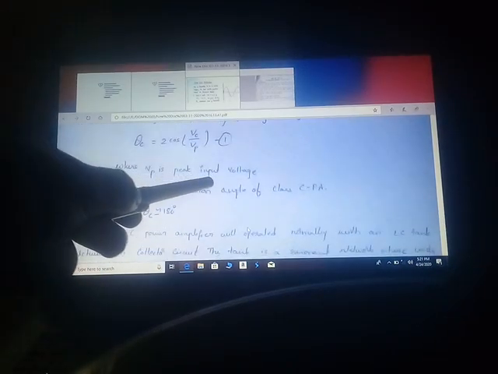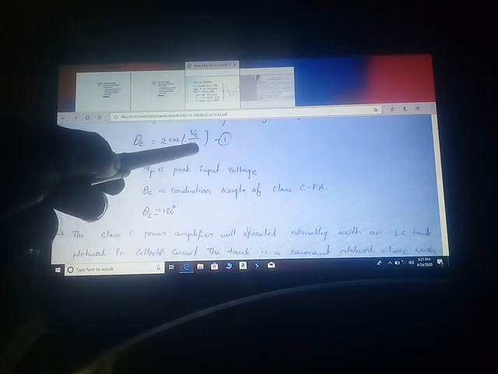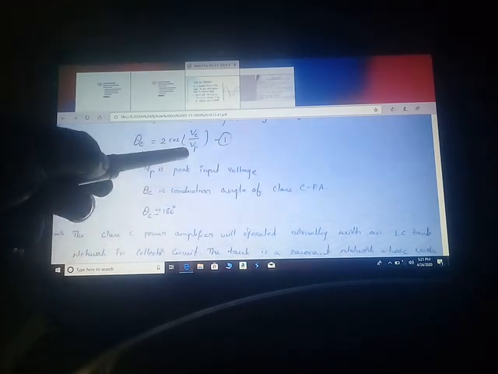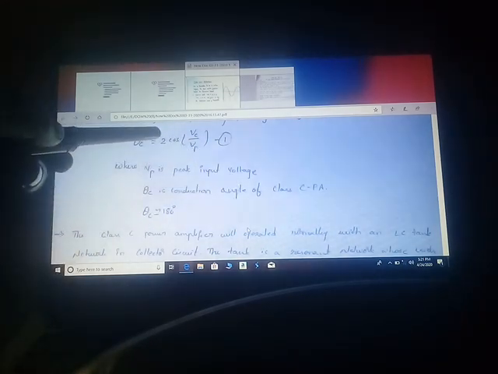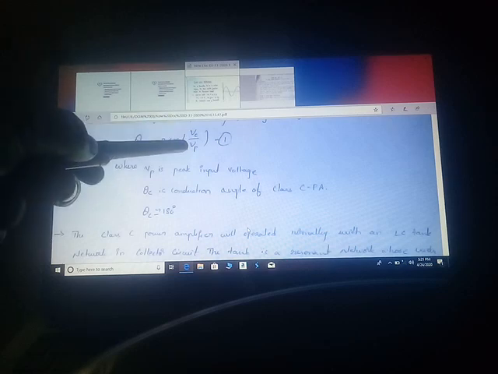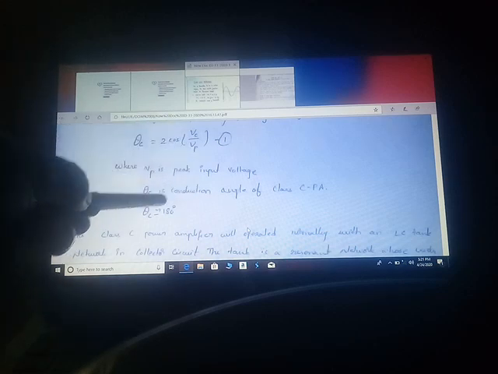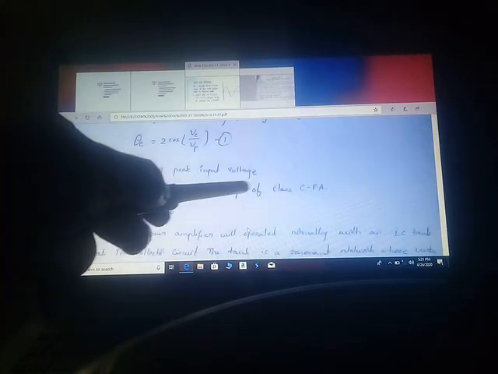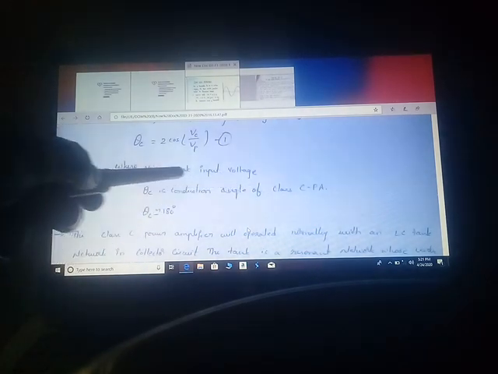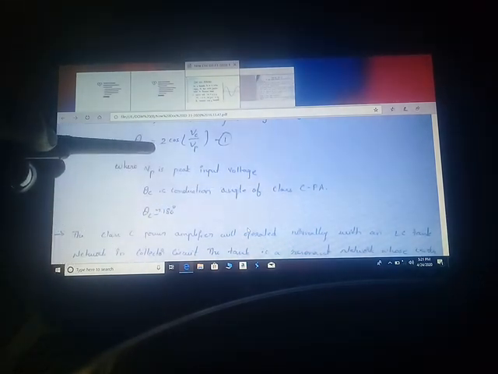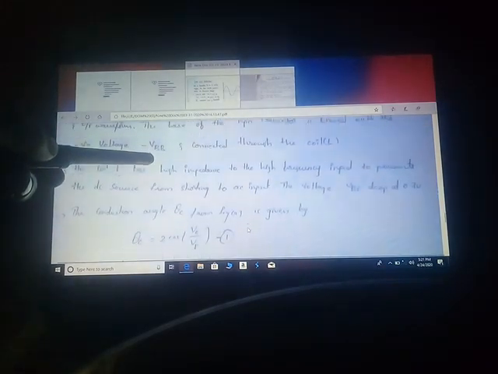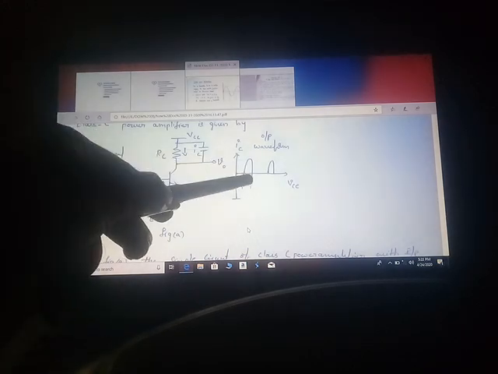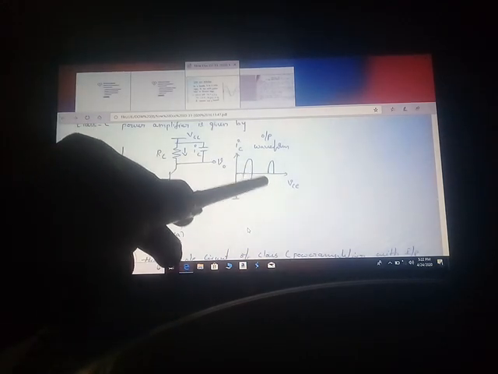Vp is the peak input signal and Vc is the conduction angle of your output voltage, taken here as 0.7 volts, and eta c is the efficiency of the class C power amplifier. If you recall your practical experiment of the common emitter amplifier, the same term occurs here, but there is one variation: we are not getting the negative peak.